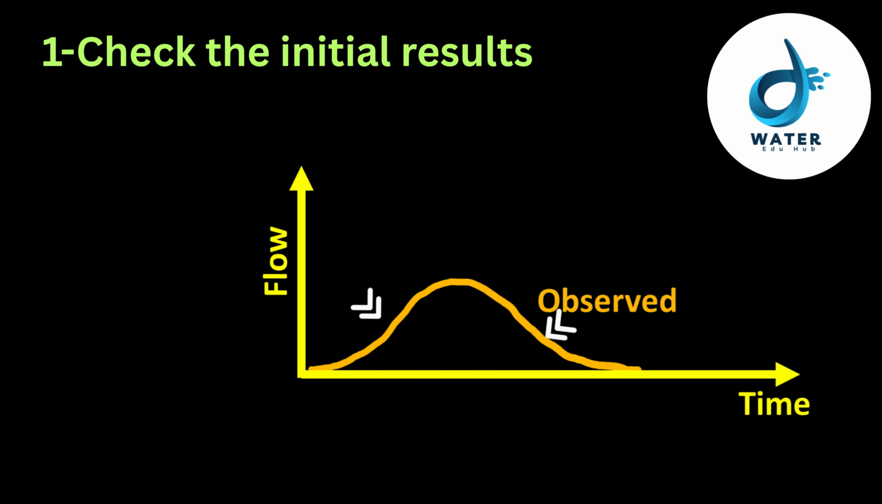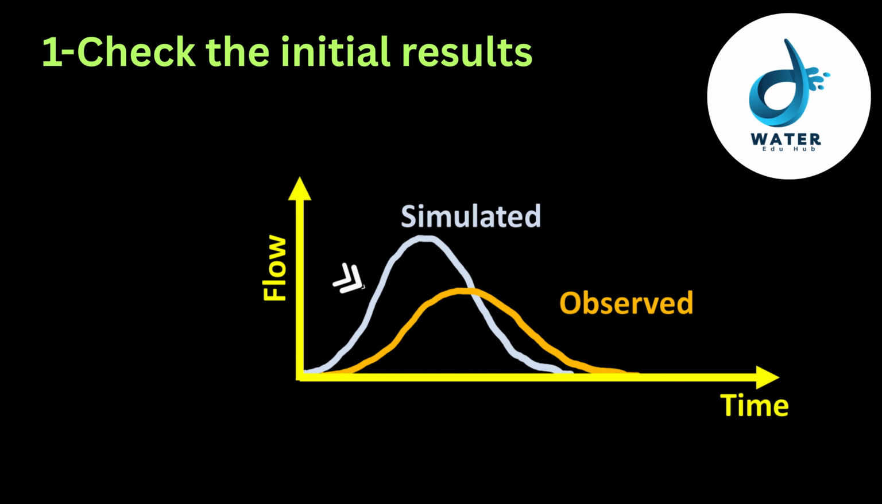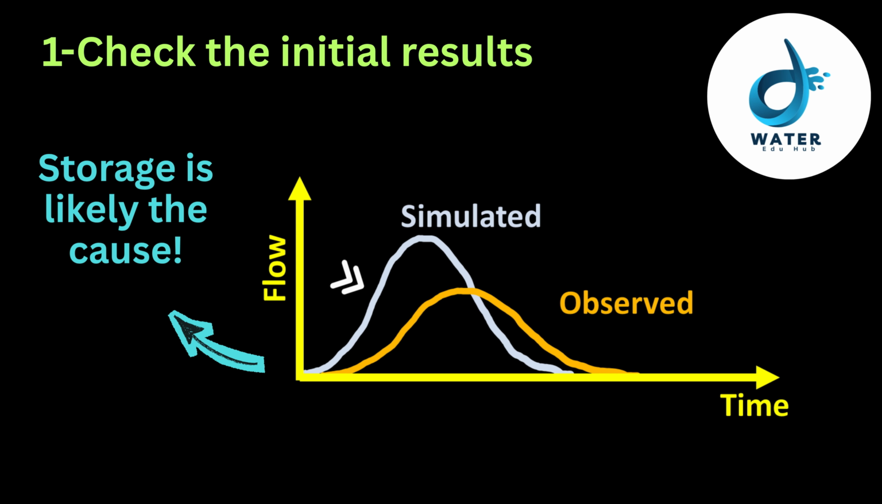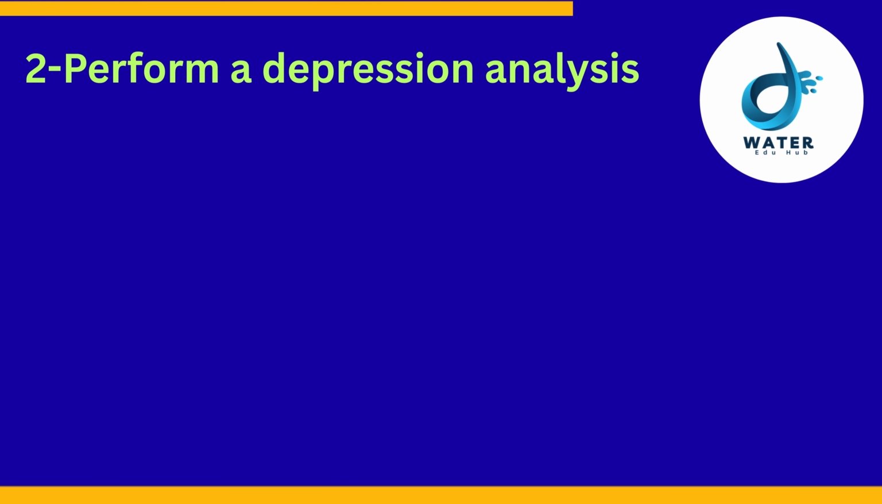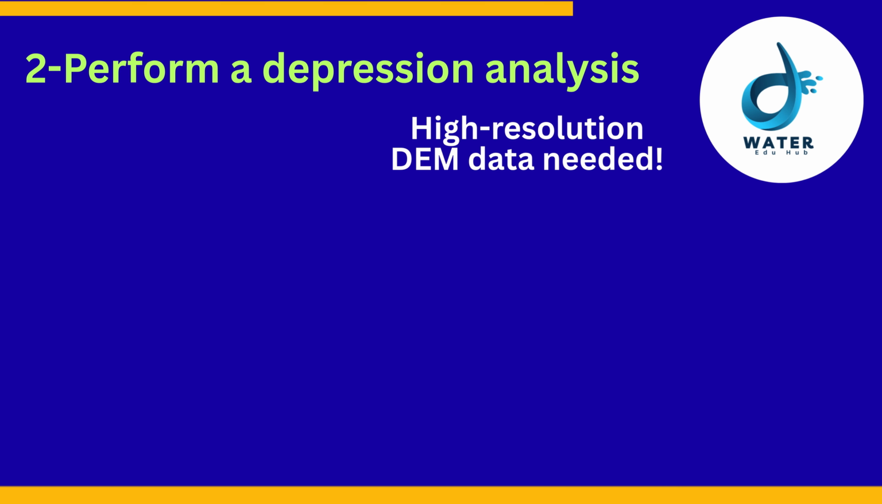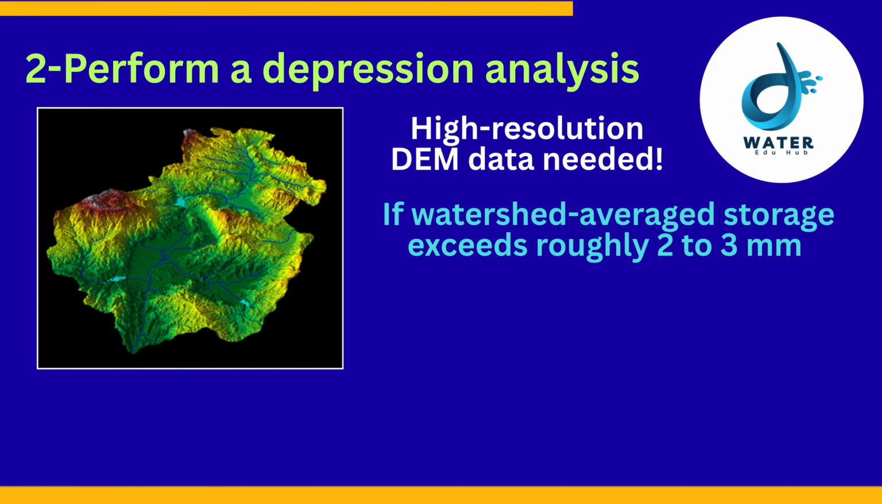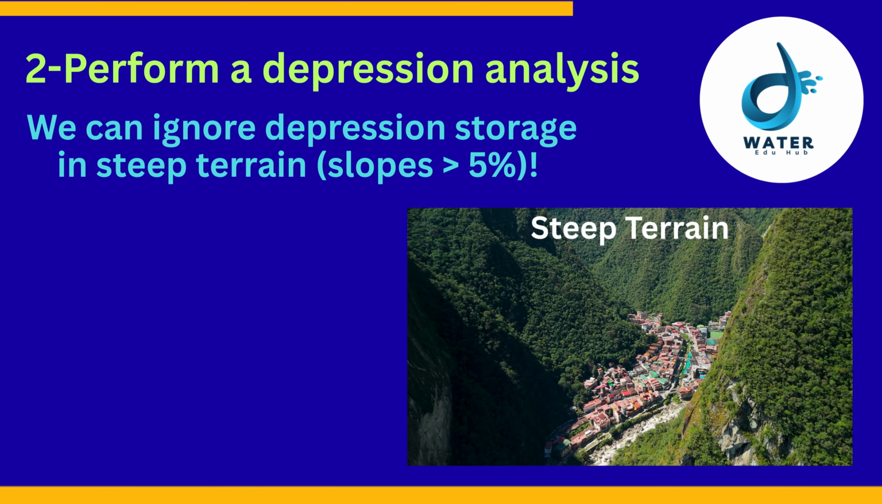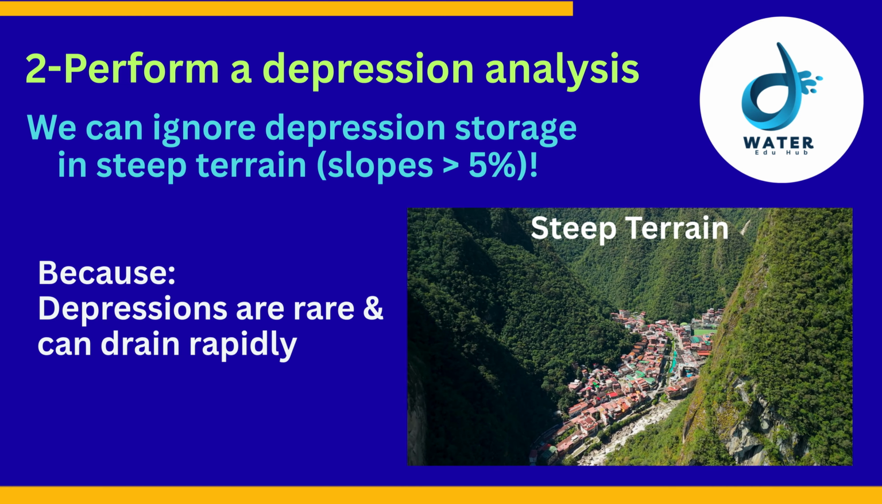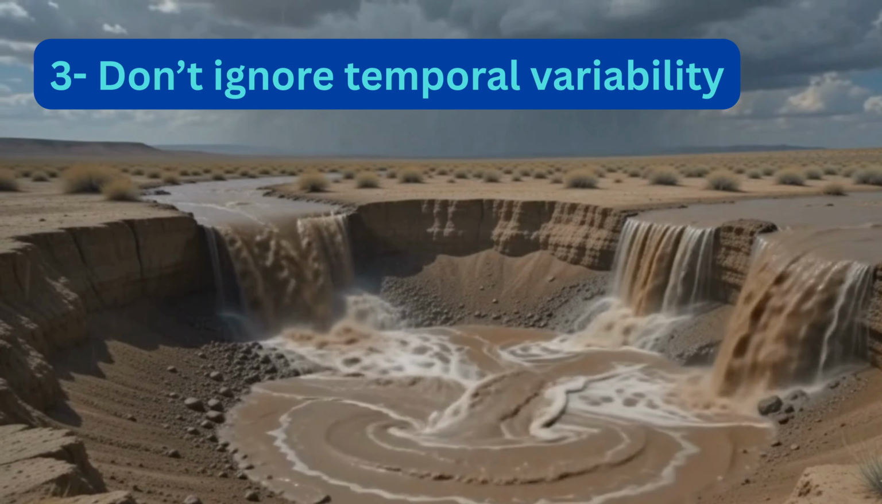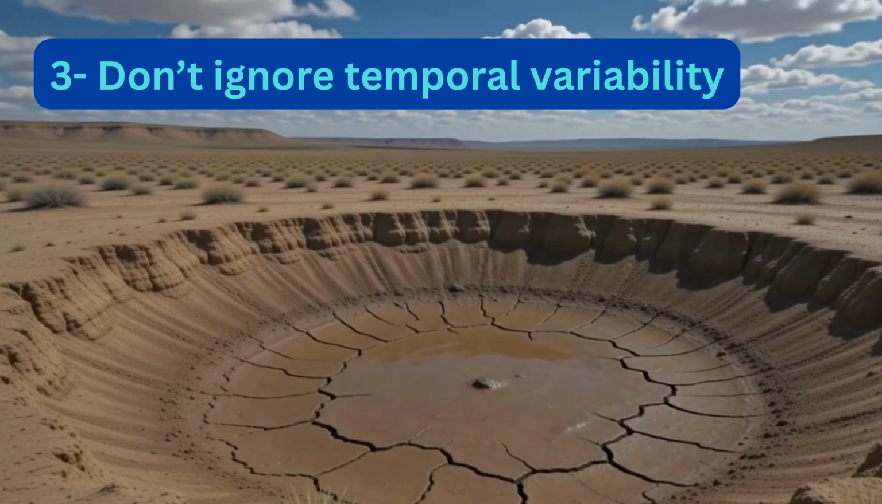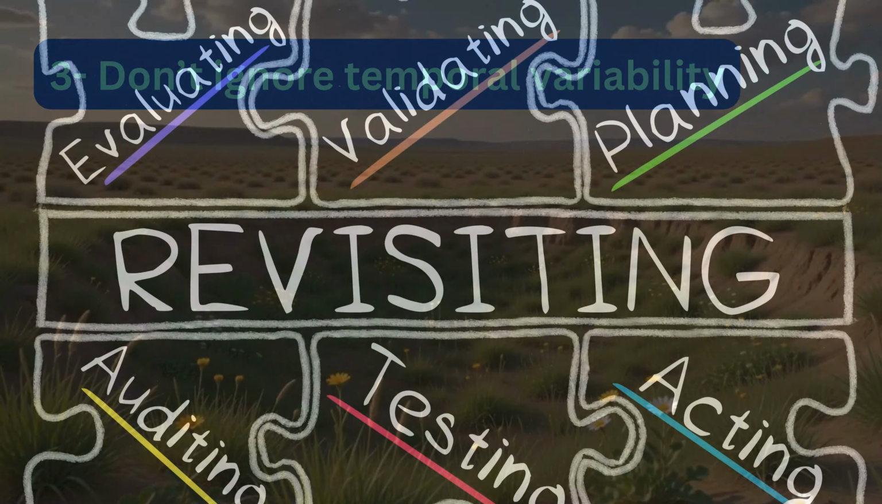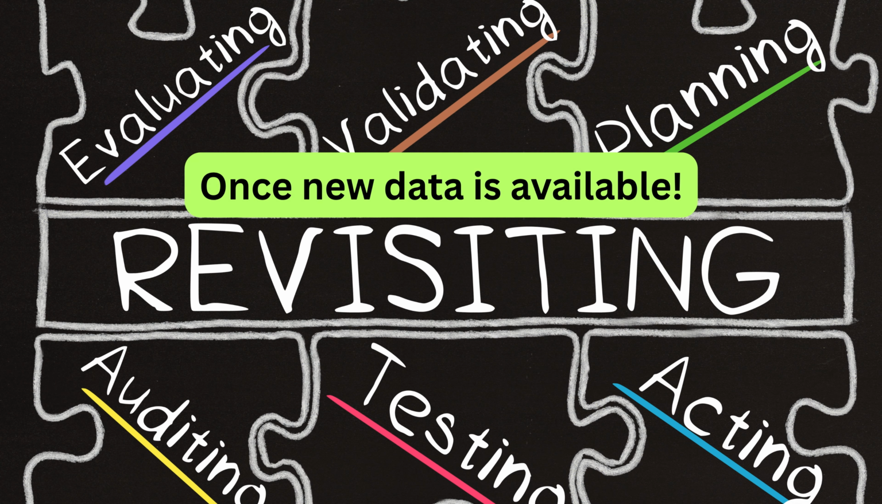First, start with your initial results. If observed hydrographs show a gradual rise and fall, but the initial model produces a flashy response, storage is likely the cause of the discrepancy. Second, perform a preliminary depression analysis if high-resolution DEM data is available. If watershed average storage exceeds roughly 2 to 3 mm, depression storage should be seriously considered in the model structure. You may be able to ignore such storage in steep terrain where depressions are rare and can drain rapidly. Third, don't ignore temporal variability. Storage capacity can change over time due to vegetation growth and sedimentation. You may need to revisit the storage capacities once new data is available.